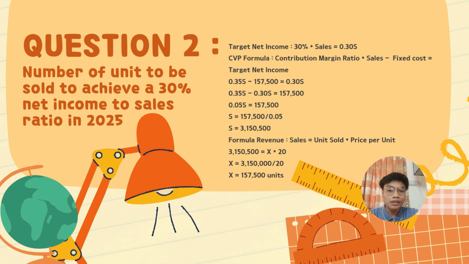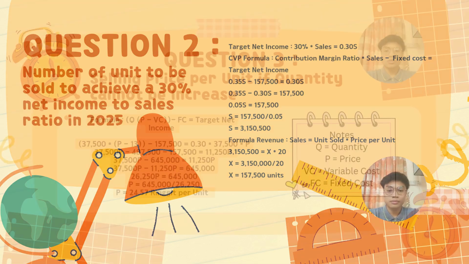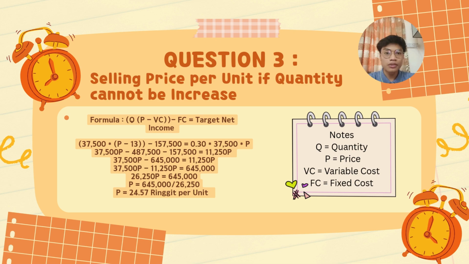So to achieve the target income to sales ratio of 30% in 2035, the firm must sell at least 157,500 units. So let's jump to question 3, which is the selling price per unit if quantity cannot be increased.